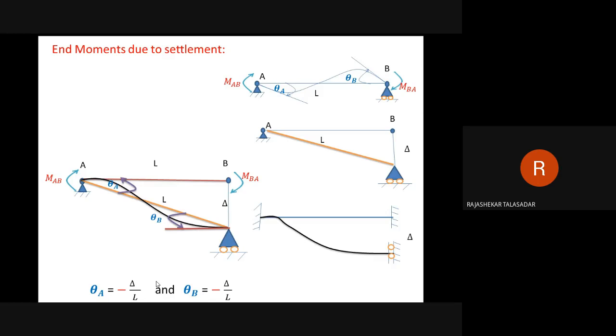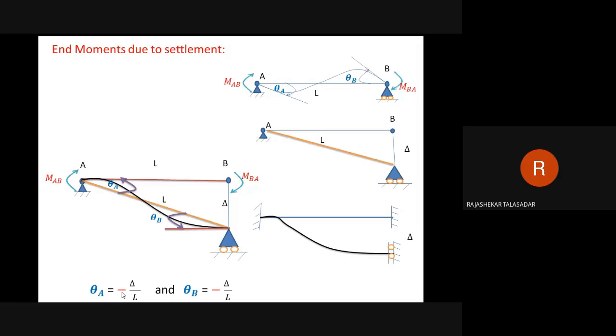It is delta by L. Why is it minus? We have already taken the sign convention: clockwise rotation as positive, anti-clockwise rotation as negative. So what is the direction of the rotation here, theta A? This is anti-clockwise, am I right? From the axis, anti-clockwise. Hence it is minus. Similarly, theta B.